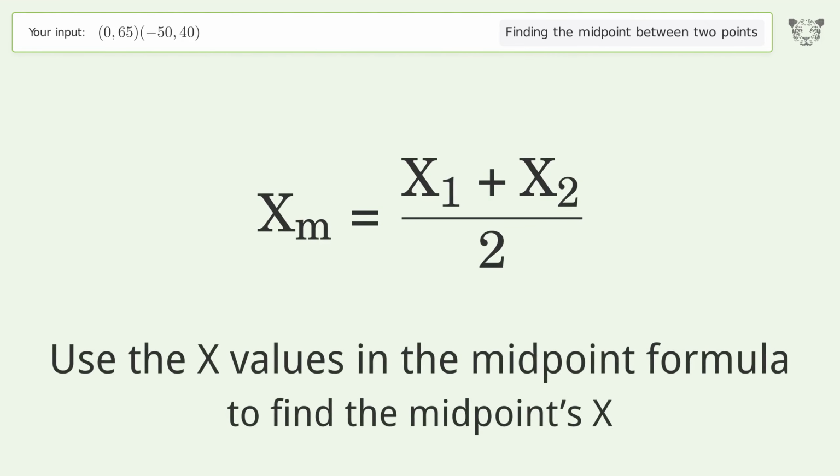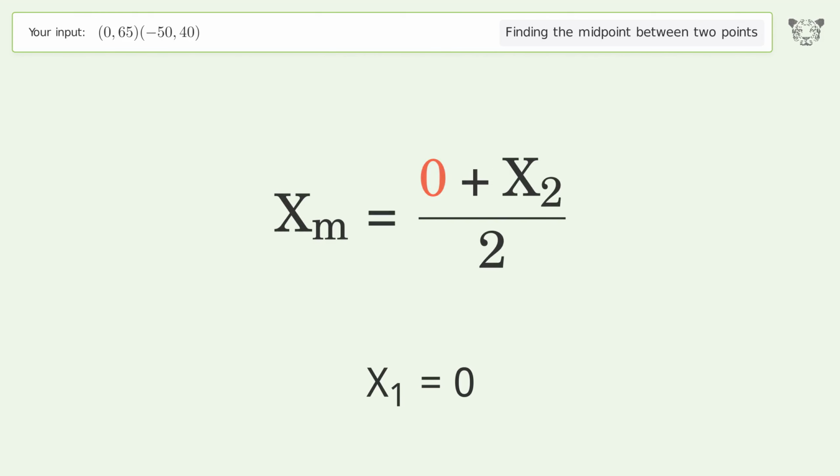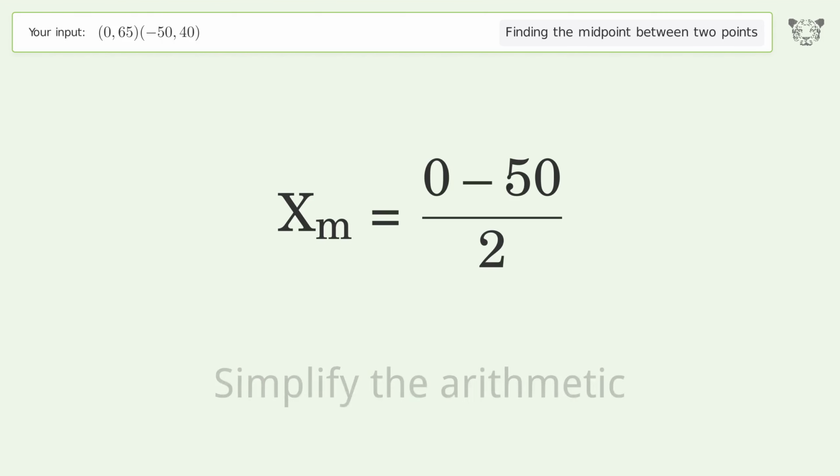Use the x values in the midpoint formula to find the midpoint's x. x1 equals 0. x2 equals -50. Simplify the arithmetic.